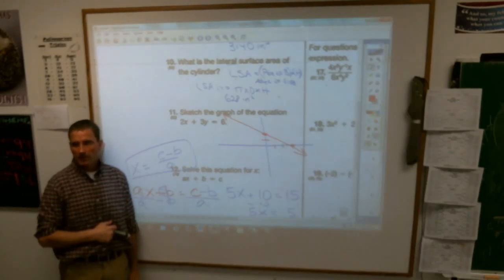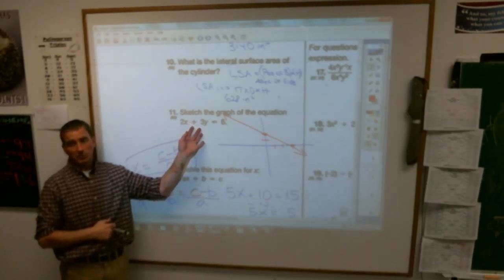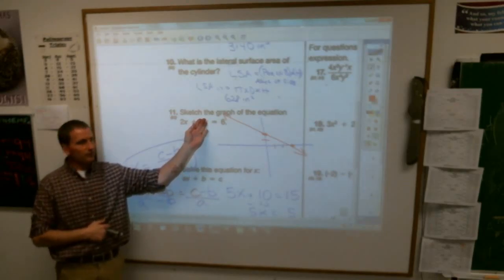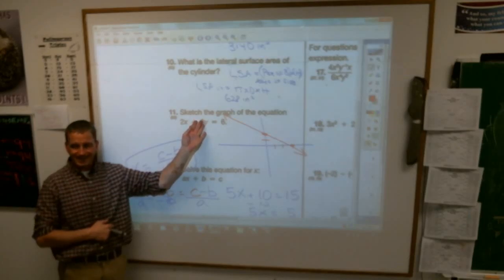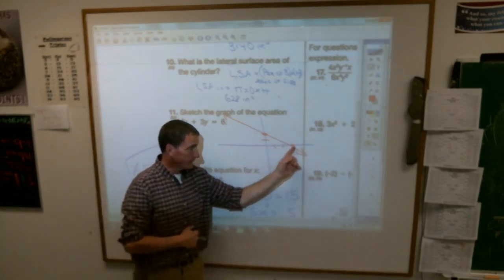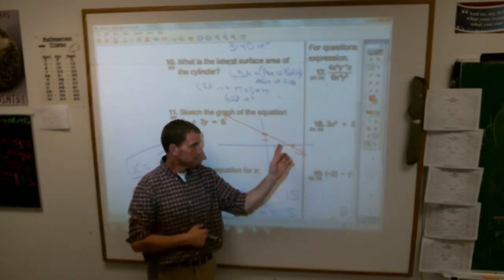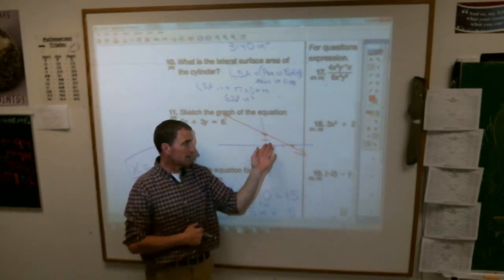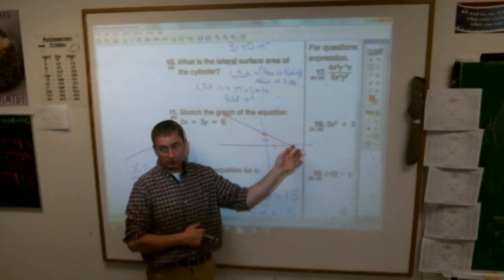No. These are what we call the x and y-intercepts. When you cover up the y, you're looking for the place where the line crosses the x-axis. So the x-axis really is your other point. It crosses the x-axis at 3. You can put a dot there. So your y is 0, x is 3.